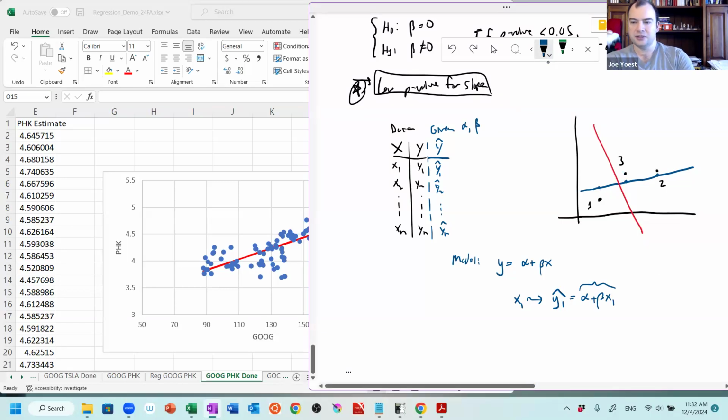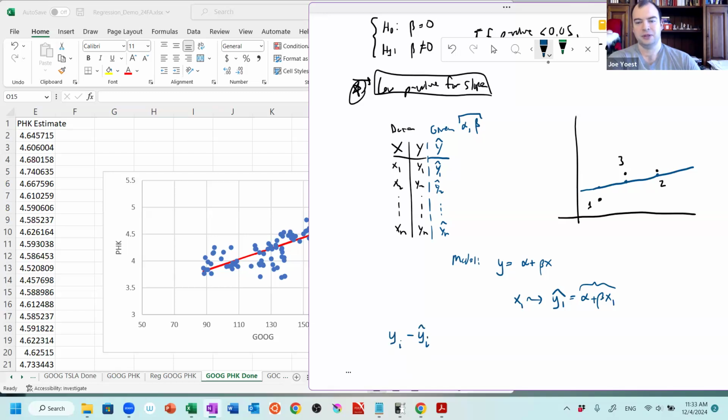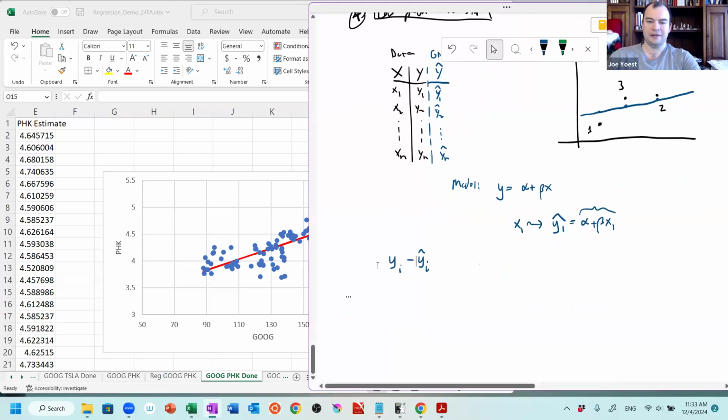So I want to prefer models, I want to prefer choices of alpha and beta, of intercept and slope. I want to prefer lines where that deviation between the actual data points and the line is fairly small. So what can I do? Well, I can look at squared deviations. I can look at deviations, yi minus yi hat, the observed value minus the expected value under the model, for instance.